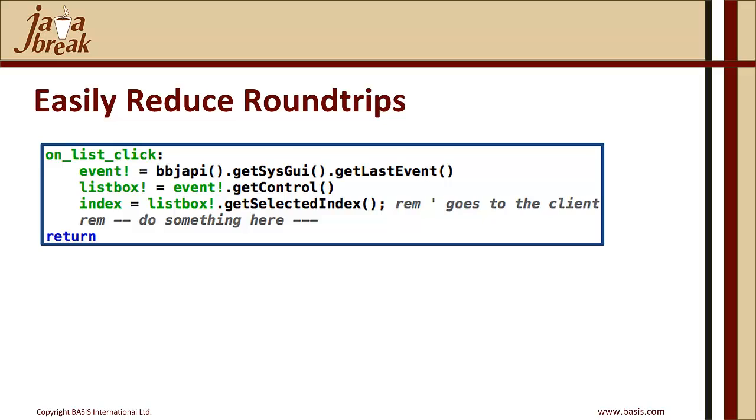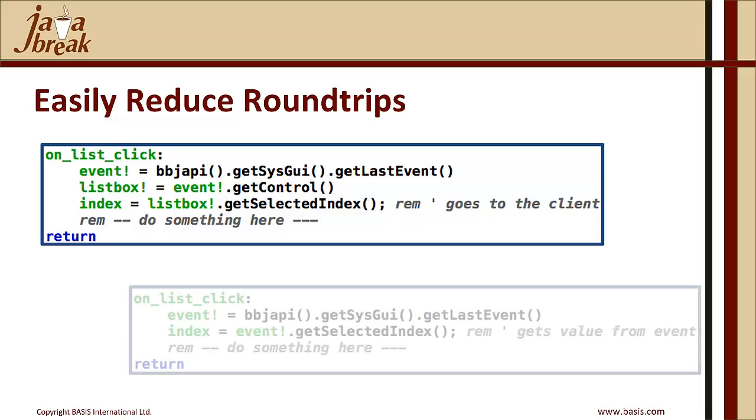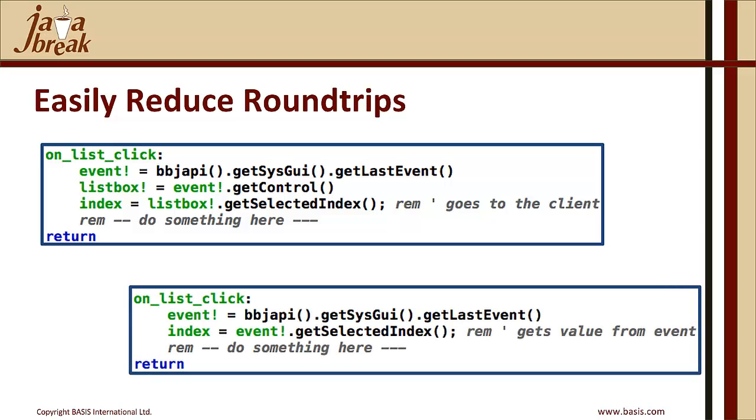In the first version, the BBJ list box getSelectedIndex forces a round trip back to the client, typically introducing a delay of 100 milliseconds or more. In the second version, BBJ list click event getSelectedIndex retrieves the value that was delivered to the server as part of the original event, so there's no additional round trip, shaving off at least 100 milliseconds, depending upon the latency of your installation.